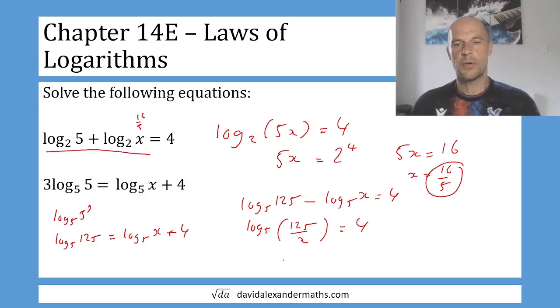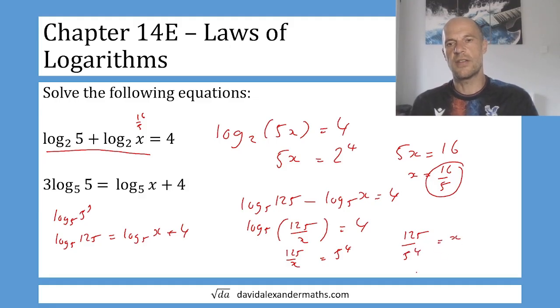So therefore, what I can say here is 125 over x is 5 to the power of 4. So therefore 125 divided by 5 to the power of 4 equals x. And what is 5 to the power of 4? Well, let's just do 125 divided by 5 to the power of 4. x is going to be 1/5. And again, substitute it into your equation. Are you getting an answer of 4? If you do, happy days, you know you've got the answer correct.